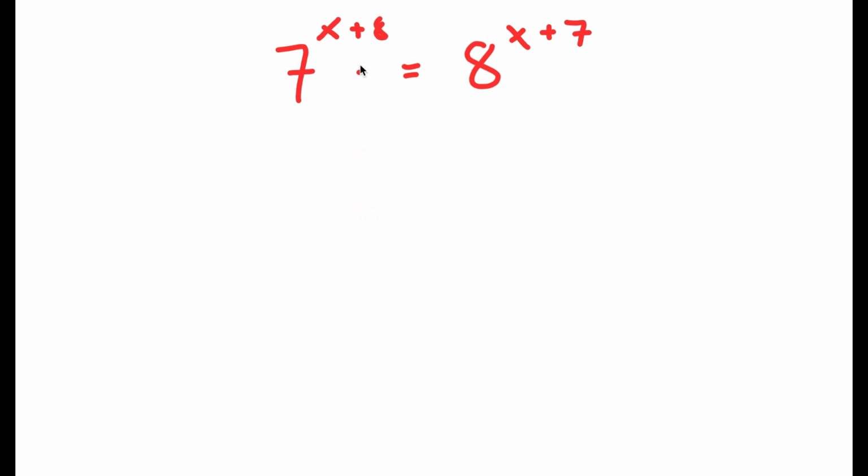Alright, so in this problem, I have 7 to the power of x plus 8 is equal to 8 to the power of x plus 7. So to start, if I have something in the form a to the power of m plus n, this is equal to a to the power of m times a to the power of n.